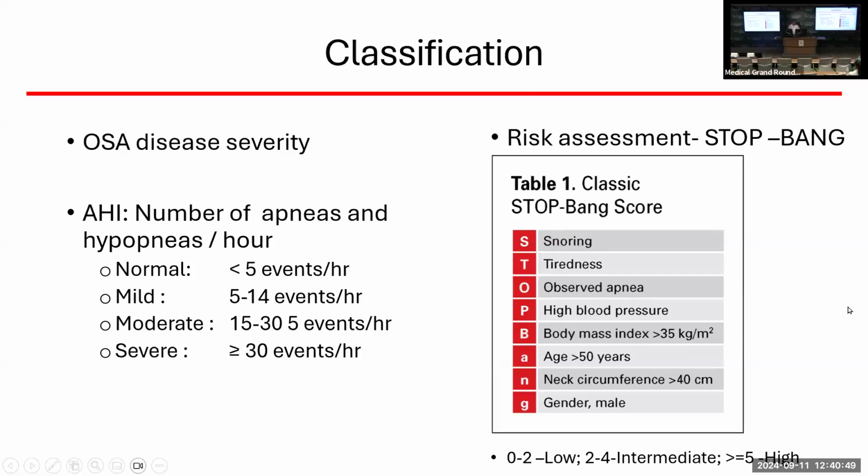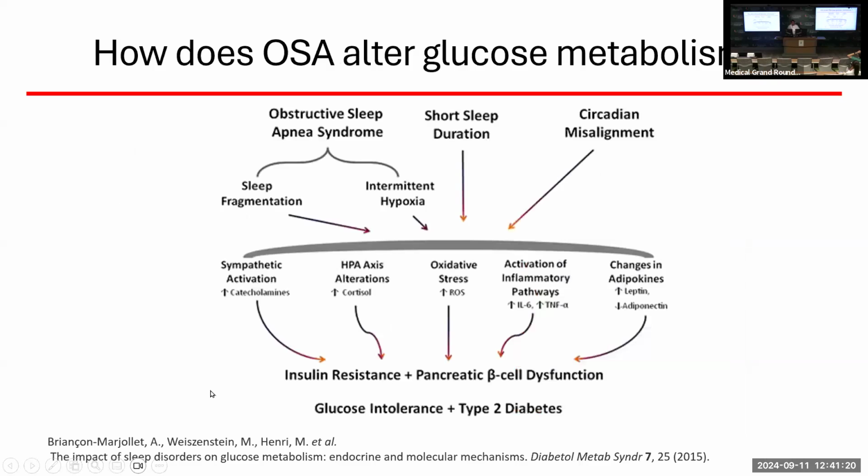The disease severity of obstructive sleep apnea is quantified by the apnea-hypopnea index. And this is a sum of the apneic and hypopneic events that occur per hour. Up to 5 events per hour is within the normal range. If you have between 5 and 14 events per hour, it is classified as mild obstructive sleep apnea. Moderate sleep apnea, pardon me for the typo, is 15 to 30 events per hour. And if you have more than 30 events per hour, it is severe obstructive sleep apnea.